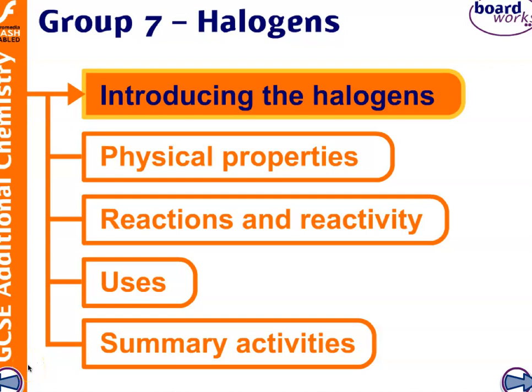This video looks at the group 7 elements, what we call the halogens. We will split the video into two. The first part will look at the introduction to the halogens and their physical properties, and the subsequent video will look at their reactions, reactivity, and uses.